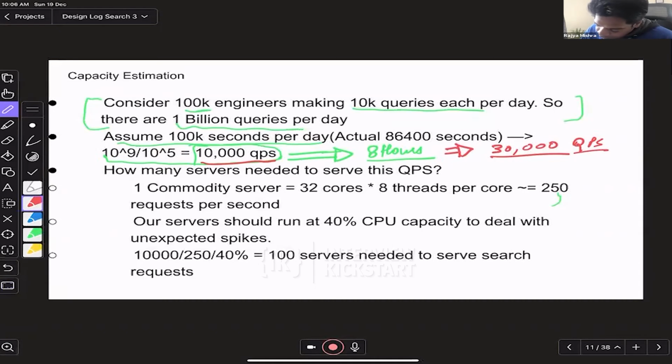Now how many servers are needed to serve these queries per second? If we say that one commodity server can handle 250 requests per second, and our server should be running at 40% CPU capacity, that comes out to be 100 servers needed.